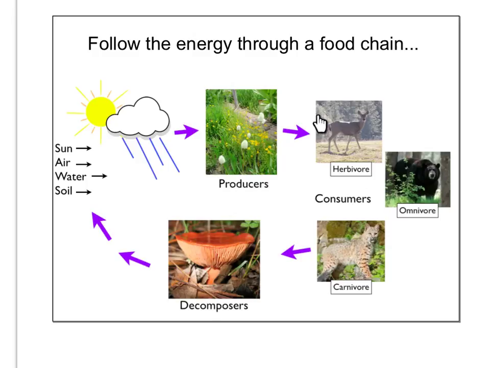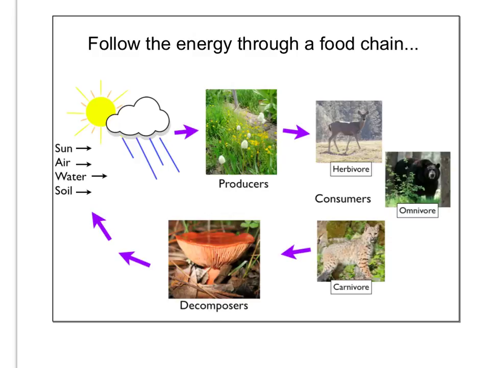A consumer such as this deer is a herbivore. Herbivores eat only plants. This deer then may be eaten by an omnivore, this black bear, which may eat plants or other animals, but this deer may also be consumed by the lynx, which is a carnivore, an organism that eats other organisms. A reminder, as that energy transfers from the producers to the consumer and then on to the next consumer, they are losing a large amount of that energy due to heat.